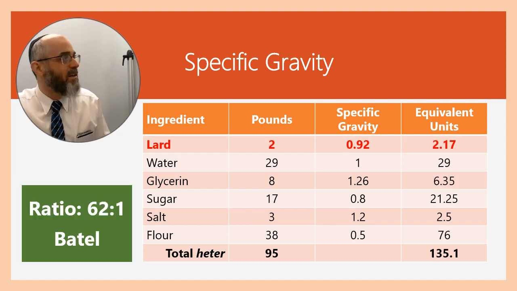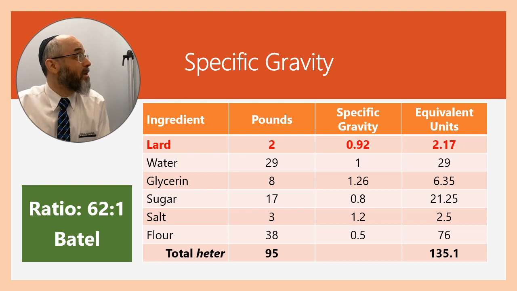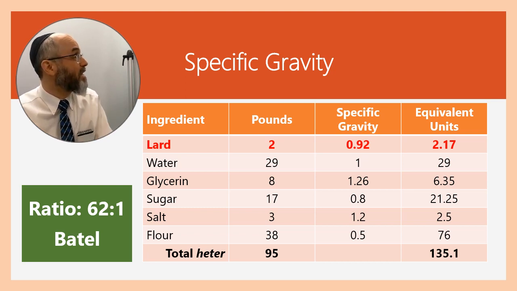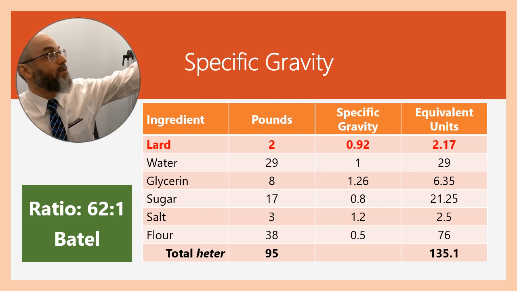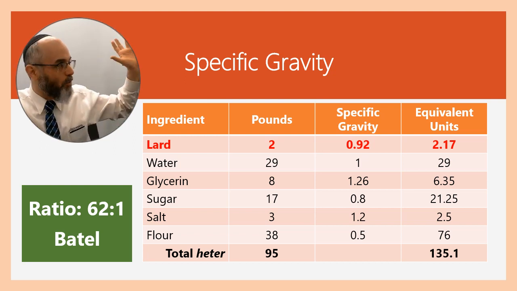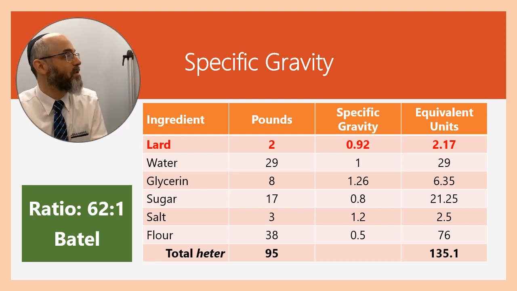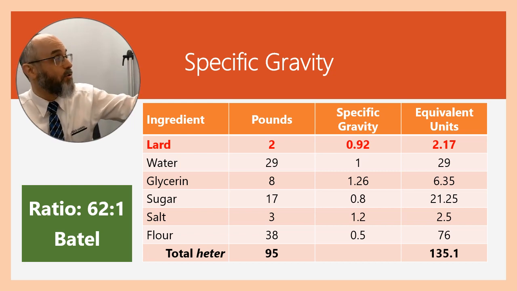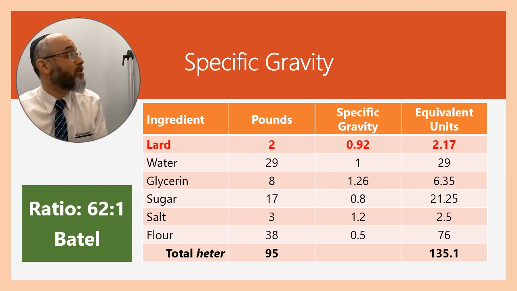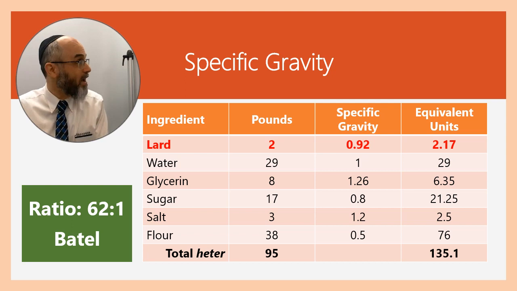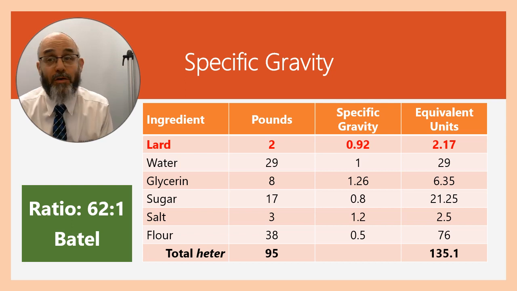Okay, and it would turn out that if we cheshbon out the specific gravity of these things, so we say 2 pounds of lard of specific gravity of 0.92 has the equivalent weight of 2 and a little more, 2.17, and we make this cheshbon, it turns out that there's 135 equivalent units of heter, and the ratio is 62 to 1. Okay, so it really is batel.